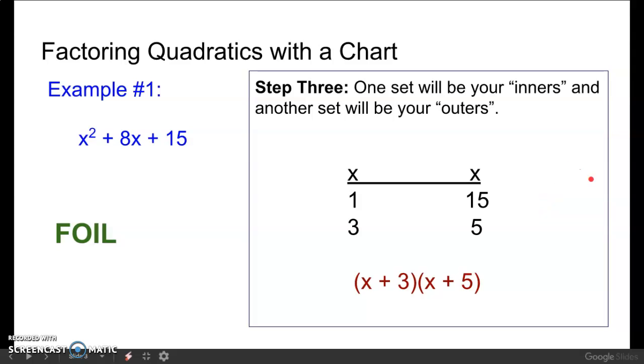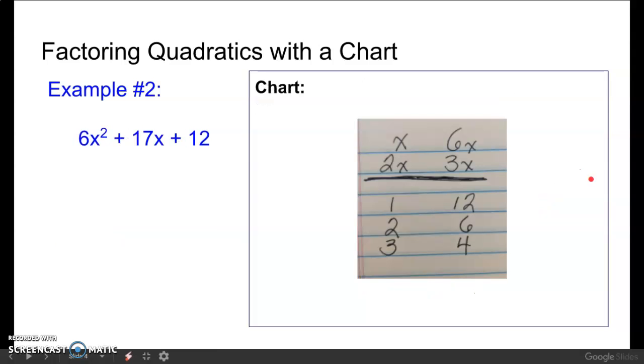All right, let's go through a few more here, and I did these out on paper. All right, so I'll try to point out what I did. Okay, but for the chart method, all right, for example 2, I have 6x squared plus 17x plus 12, and I want to factor that into 2 binomials.